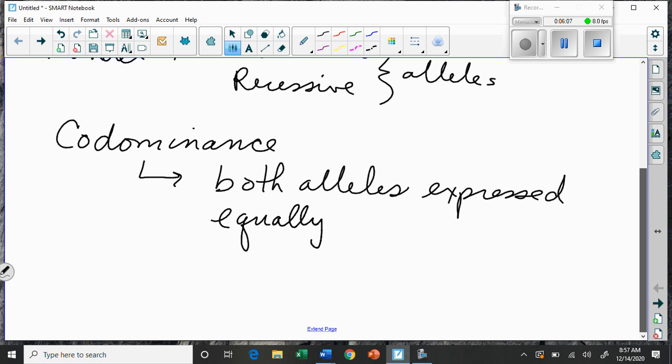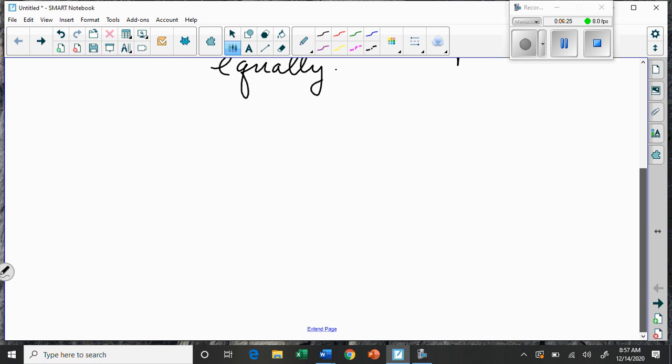So in other words, we get a condition where you can get a blending of traits. Both alleles are equally and fully expressed. So codominance means we get variations like this. For instance, in cattle, here's an example of this. In cattle, you can get a white cow. Here's a cow. Okay, here's white. And then you can get a brown cow.